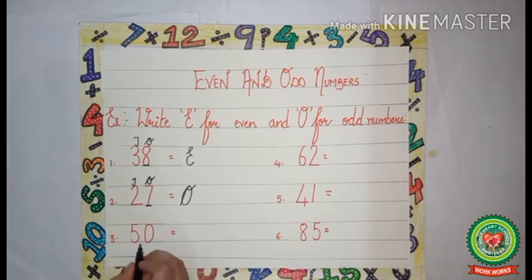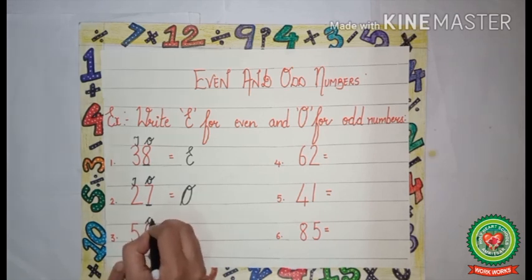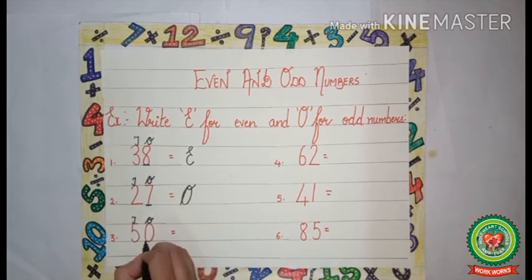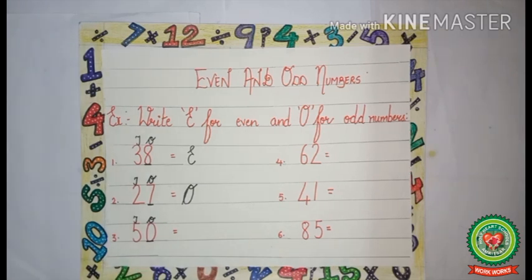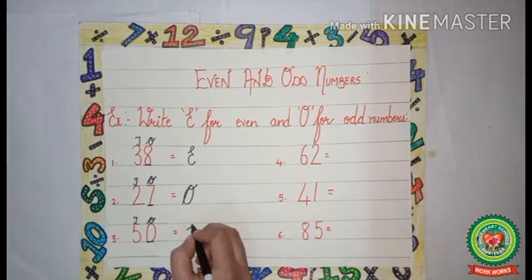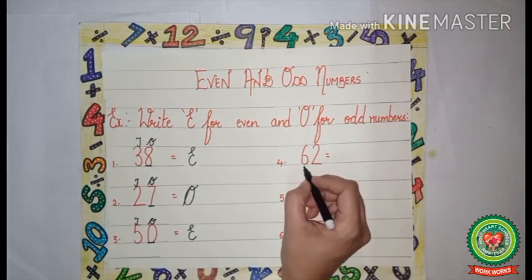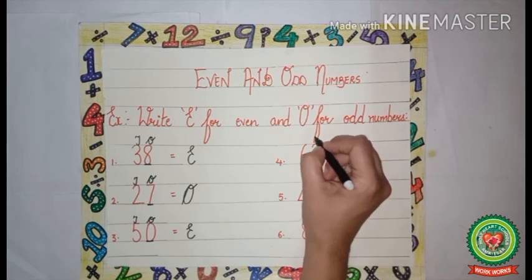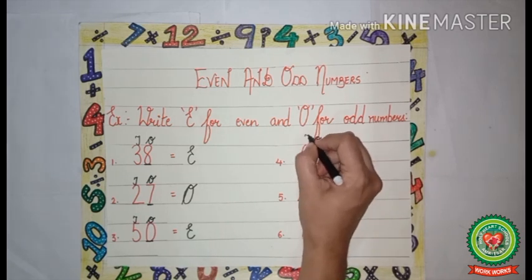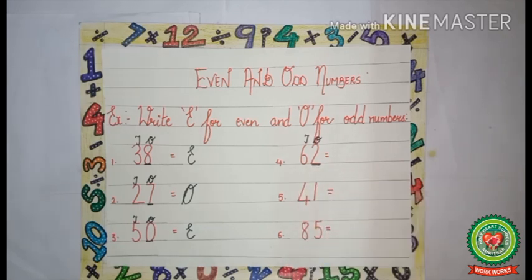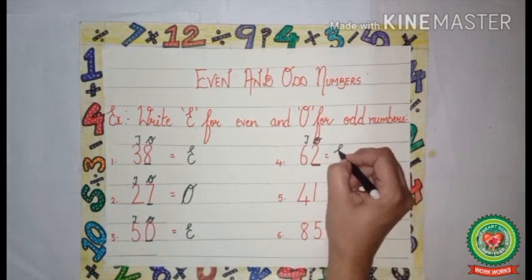Next is 50. Again we will write the place value chart first, ones and tens. Now at ones place the number is 0 and 0 comes in the table of 2. So it is even, so we will write E here. Now next is 62. Again we will write the place value chart first, ones and tens. At ones place the number is 2 and 2 comes in the table of 2. So it is an even number. So we will write E here.